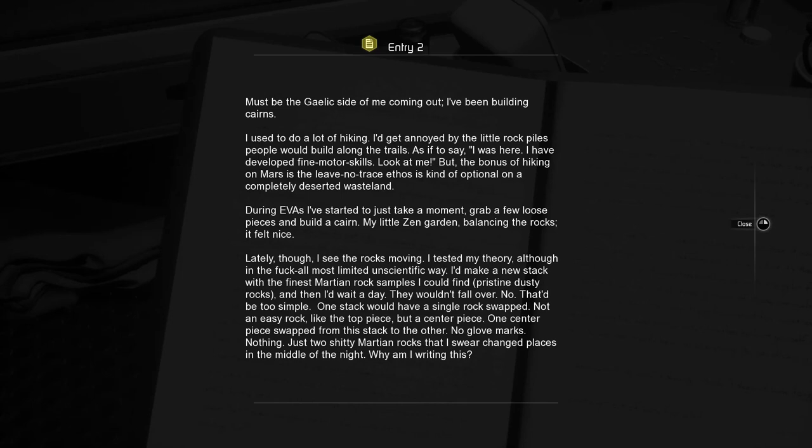I tested my theory, although in the most limited, unscientific way. I'd make a new stack with the finest Martian rock samples I could find, pristine dusty rocks, and then wait a day. They wouldn't fall over, no, that would be too simple. One stack would have a single rock swapped. Not an easy rock like a top piece, but a centerpiece. One centerpiece swapped from this stack to the other. No glove marks, nothing. Just two shitty Martian rocks that I swear changed places in the middle of the night. Why am I writing this?